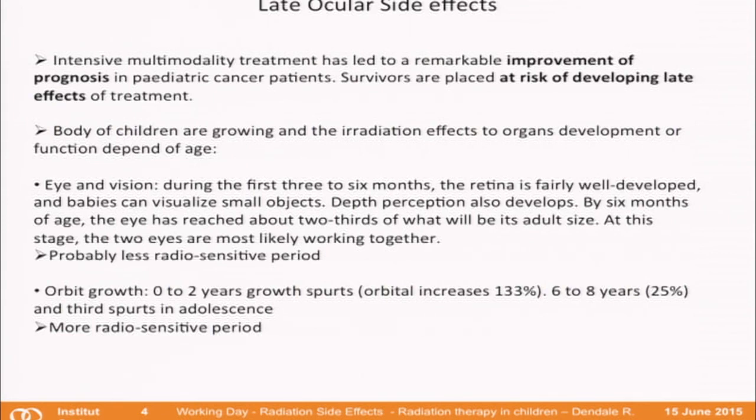During the first 3 to 6 months, the retina is fairly well developed, and by 6 months of age, the eye has reached about two thirds of what will be its adult size. This is probably a less radiosensitive period. This is in contrast to orbit growth, where there are 3 growth spurts, and the most sensitive period is between 0 and 2 years.